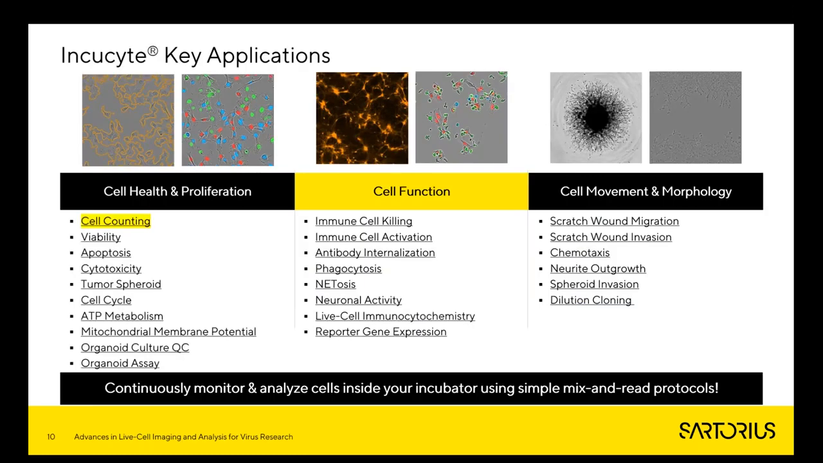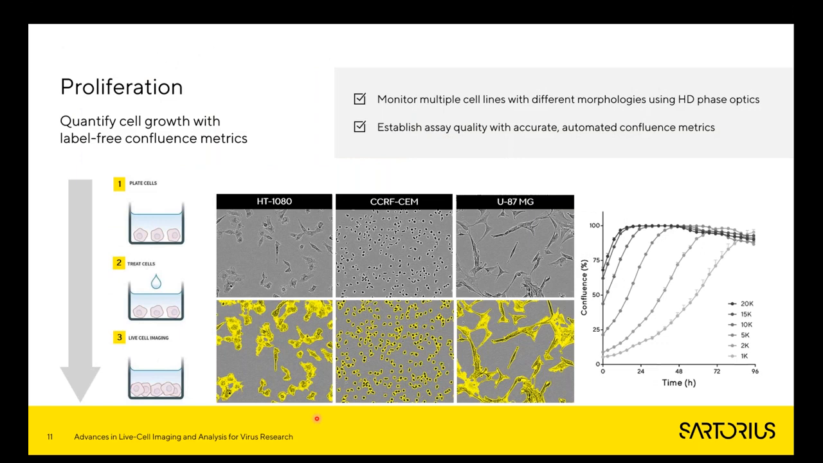So let me start by first introducing a selection of relevant applications that can be used for virus-related research. And the first is cell counting. On the Incucyte system, there are multiple different ways to quantify proliferation. But by far the easiest approach is by performing a label-free confluency metric to quantify cell density. With this approach, all that you have to do is simply plate your cells, treat your cells optionally, and then you can perform the live cell imaging.